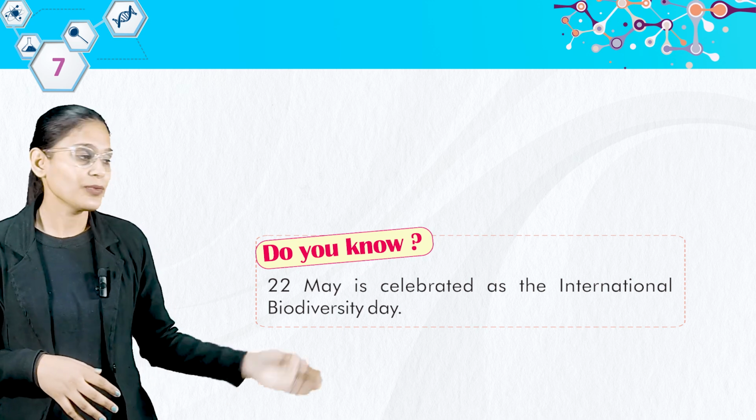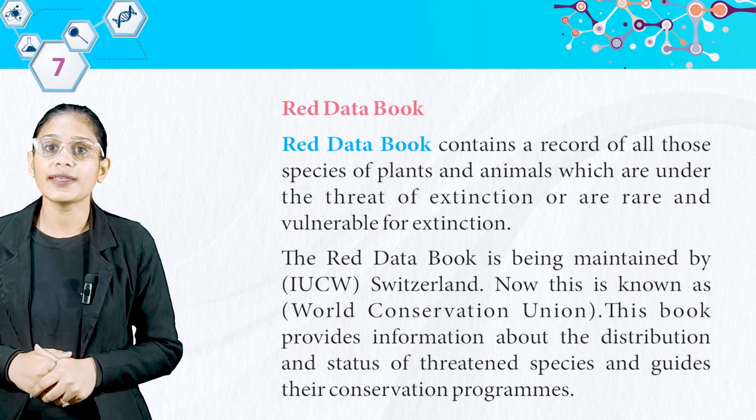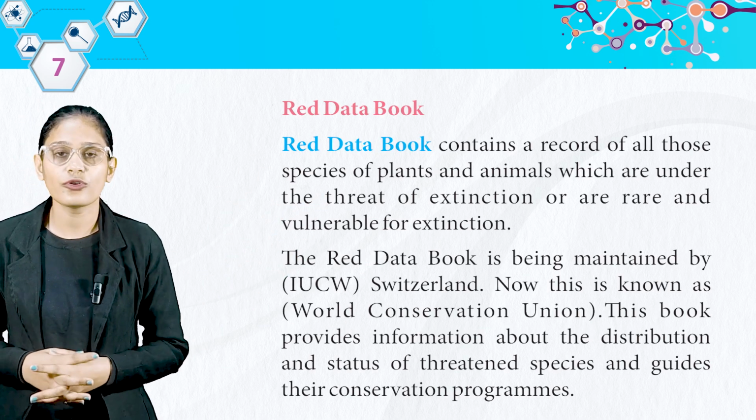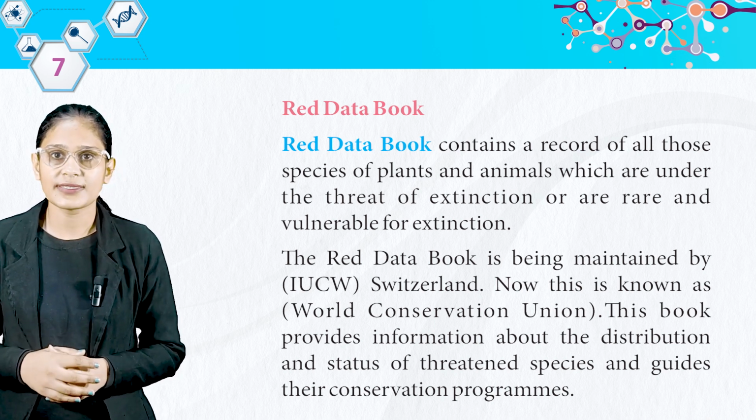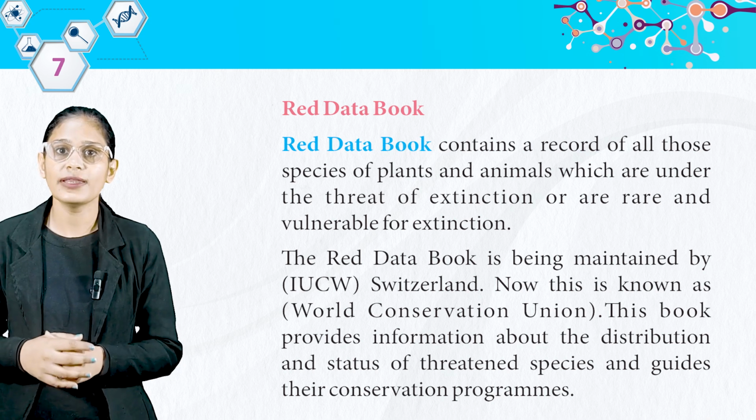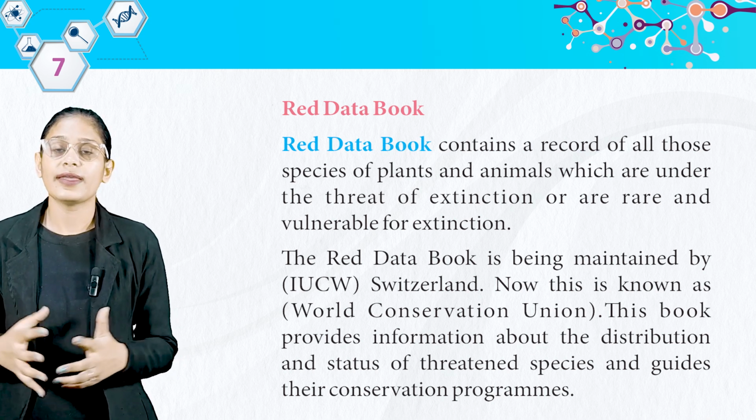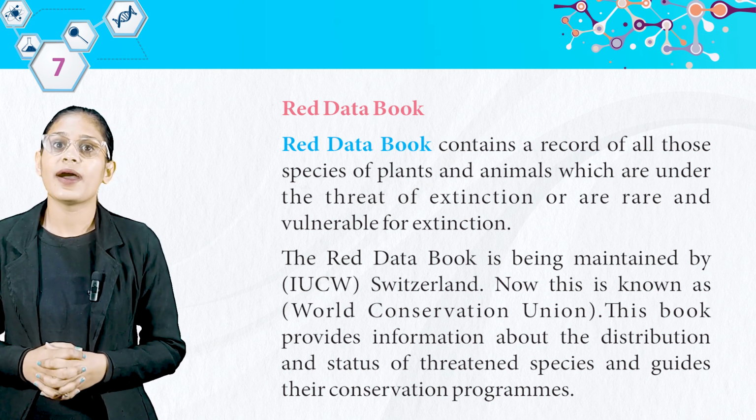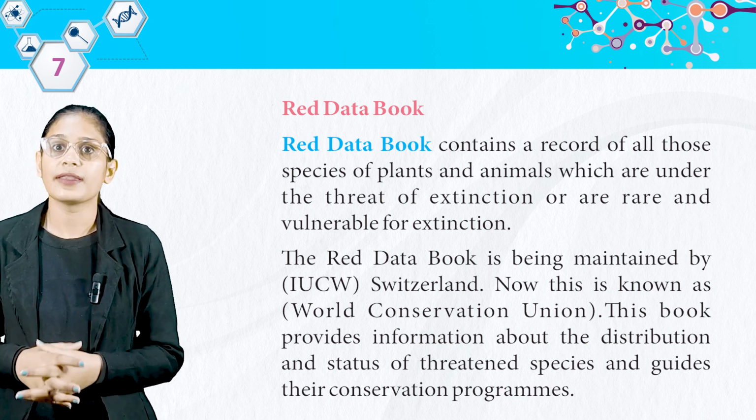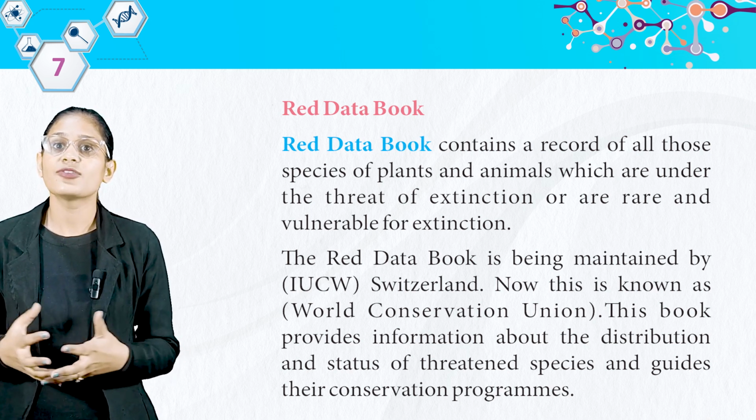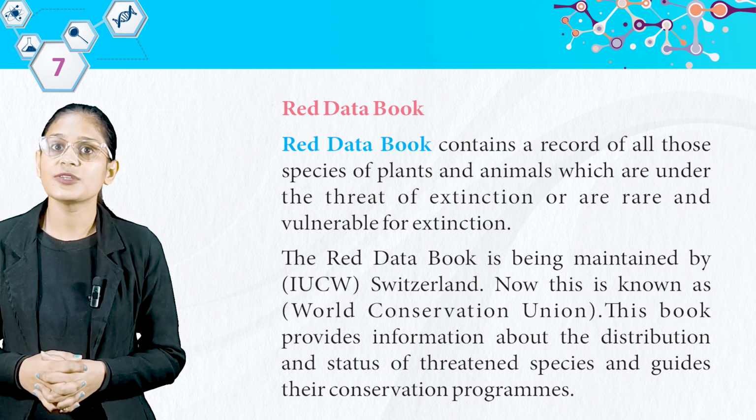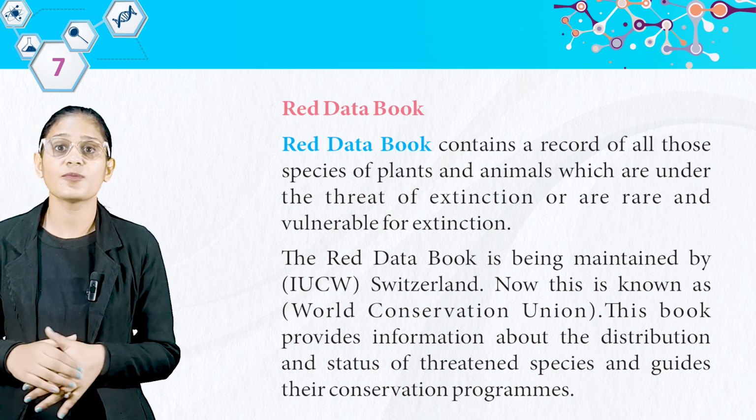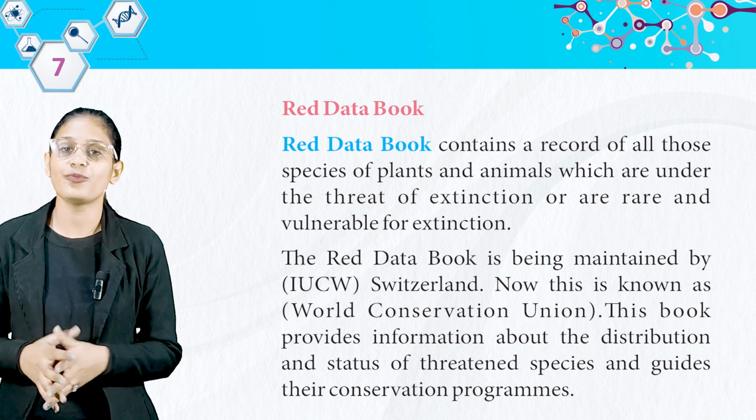Okay students, now Red Data Book. Red Data Book contains a record of all those species of plants and animals which are under the threat of extinction or are rare and vulnerable to extinction. The Red Data Book is being maintained by IUCN, Switzerland. Now this is known as the World Conservation Union. This book provides information about the distribution and status of threatened species and guides their conservation programs.